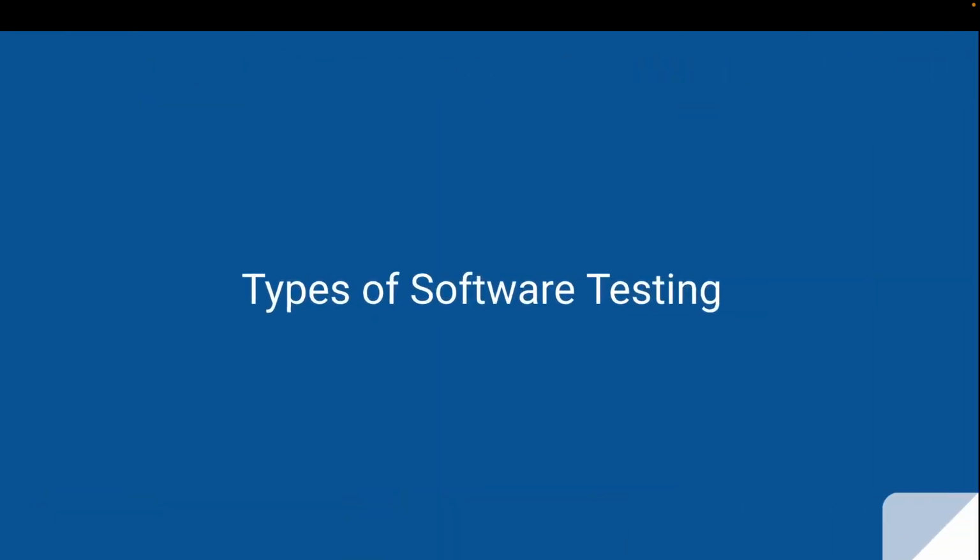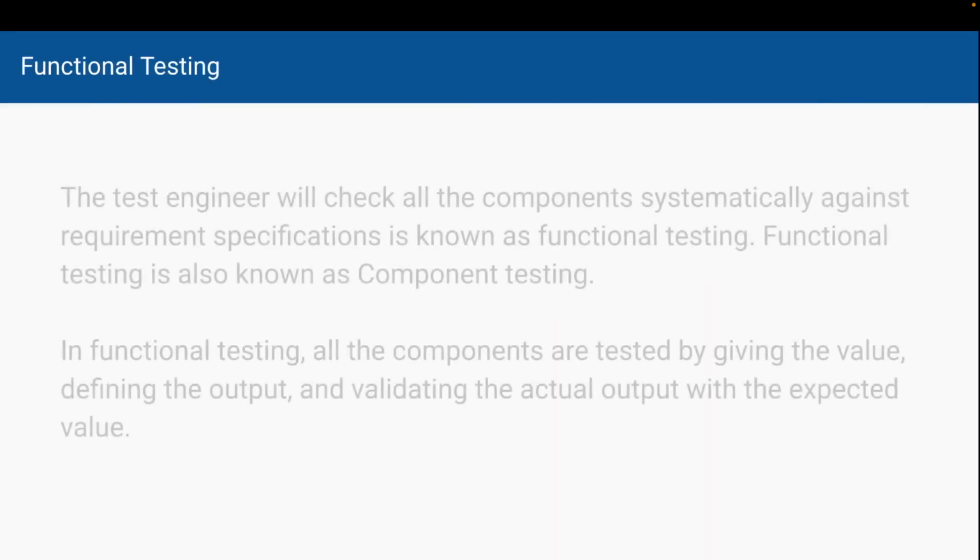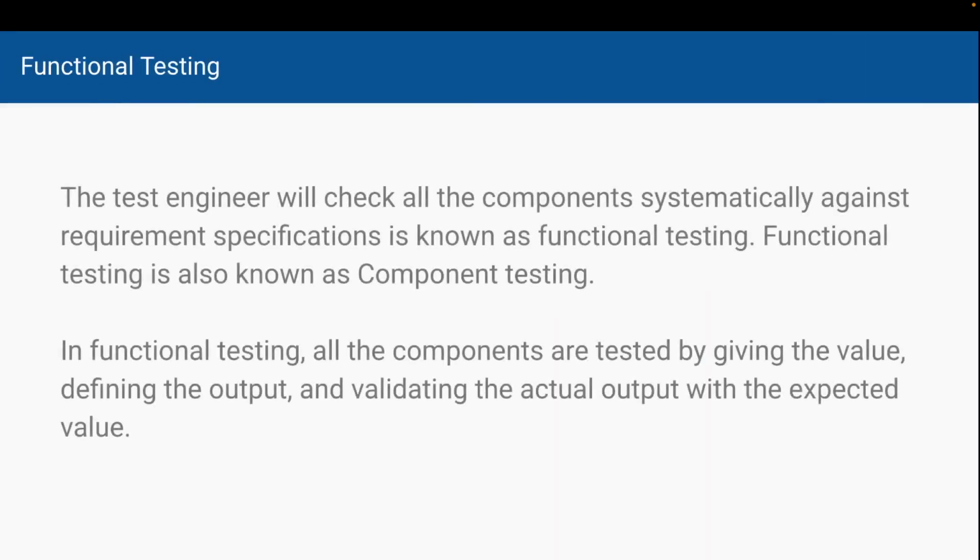Now let's talk about types of software testing. Software testing is broadly divided into functional and non-functional testing. Let's talk about functional testing first. The test engineer checks all the components systematically against the requirement specification, which is known as functional testing. Functional testing is also known as component testing. In functional testing, all the components are tested by giving the value, defining the output, and validating the actual output with the expected value. So functional testing ensures the software behaves as expected.